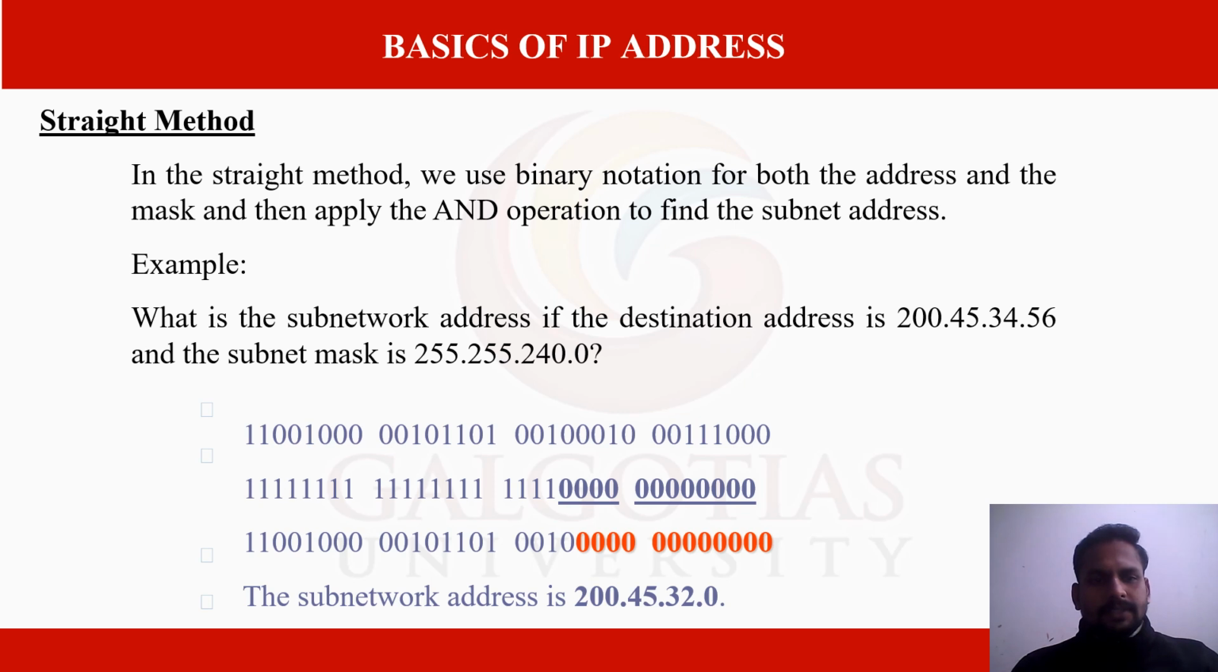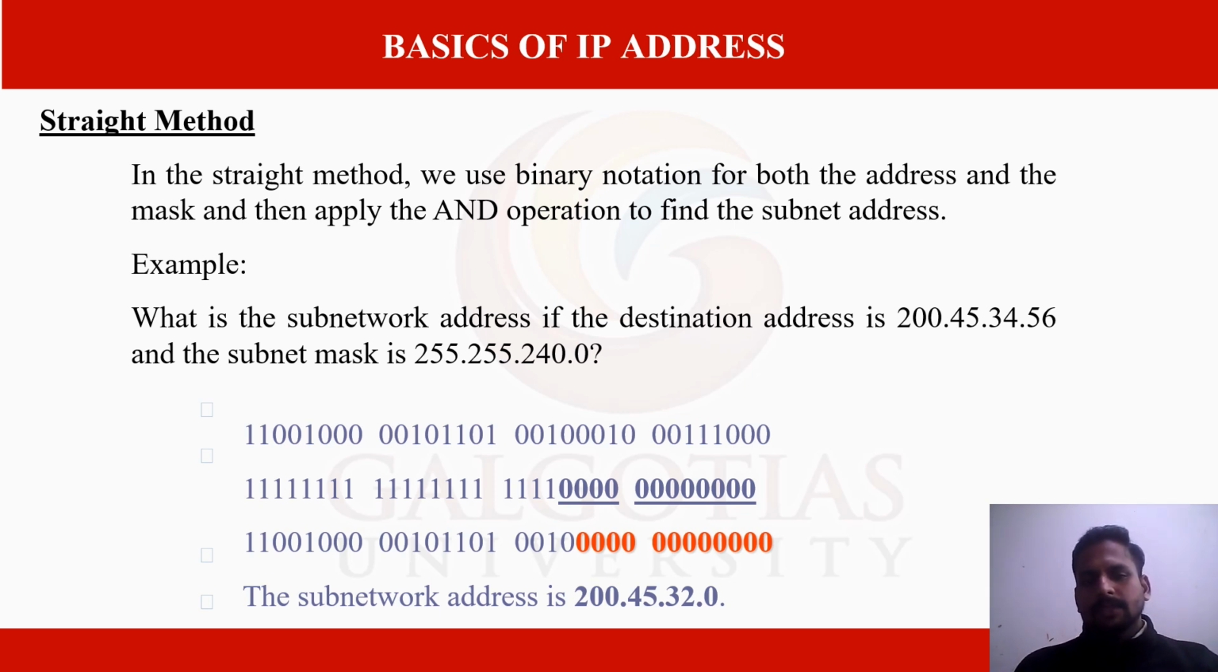Look into the definition. In the straight method, we use binary notation for both the address and the mask, and then apply the AND operation to find the subnet address. We already discussed this in the previous class. To find the subnet address, we take the IP address in binary format and the mask in binary format. After that we apply the AND operation. Wherever we get 1 and 1, the result is 1. The other combinations, whether zeros and ones or ones and zeros, give 0 only. Right. So you see the example here.